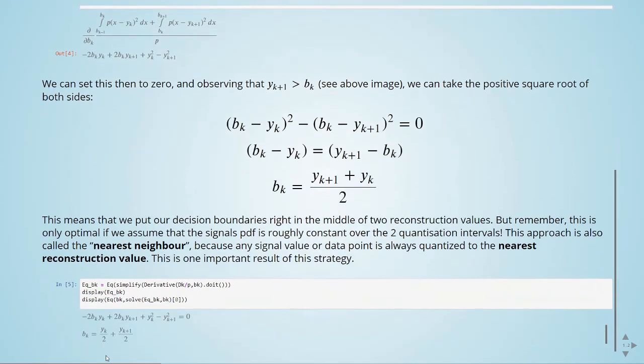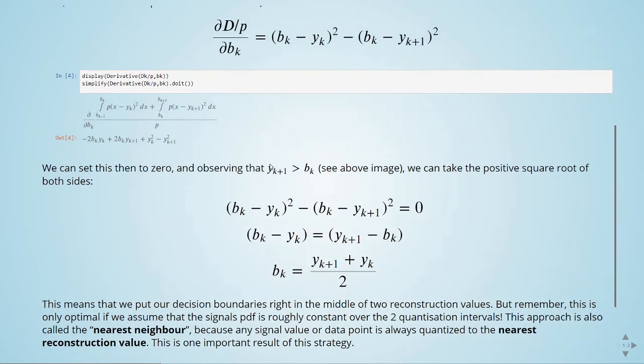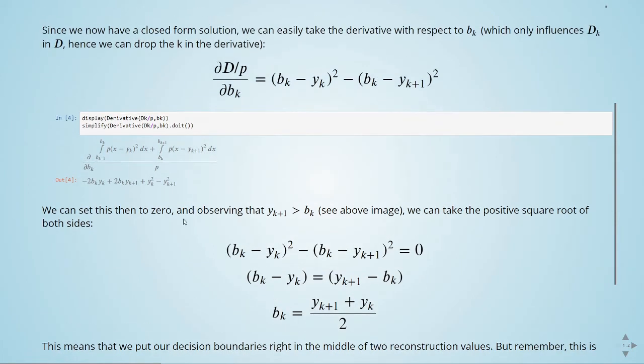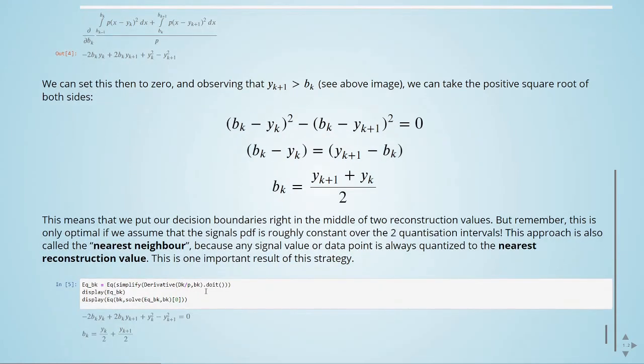So what we are doing now using SymPy is to have here, we have this, which is the derivative of the distortion with respect to b of k, and we're setting this to 0. When we solve, we have y of k divided by 2, this is the reconstruction value index k, plus y of k plus 1 divided by 2, this is the reconstruction value k plus 1, so we have exactly the same thing. This is the decision boundary k and the reconstruction values y of k.